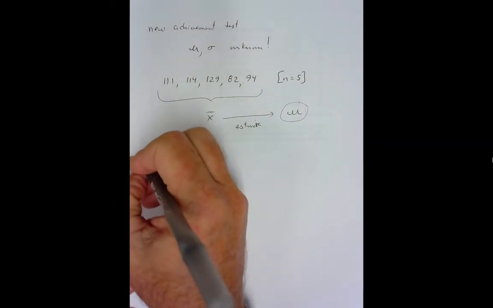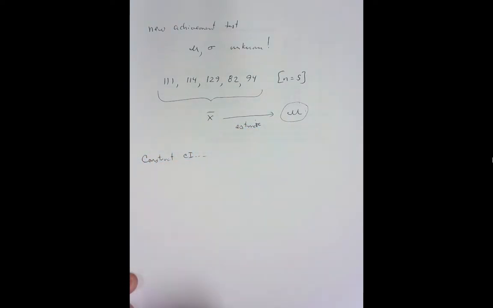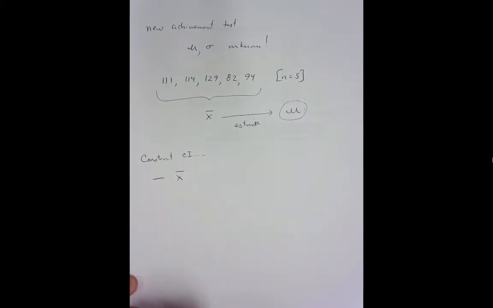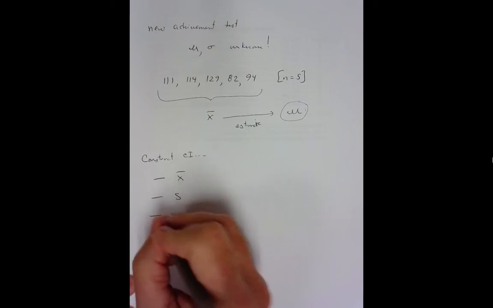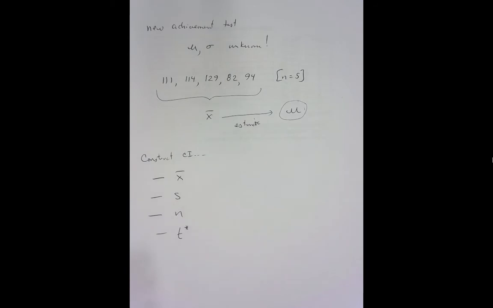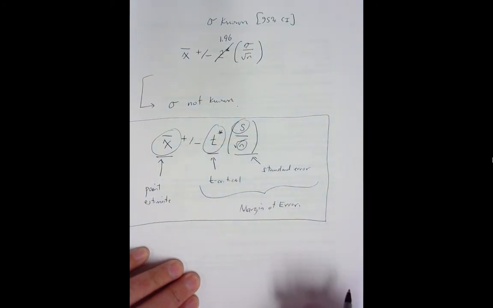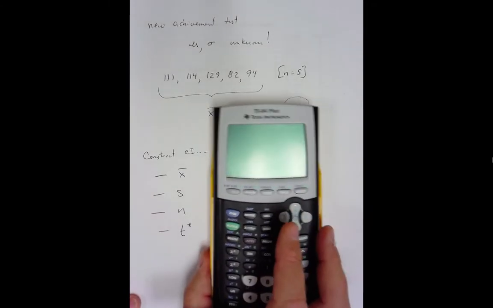So what we're going to do here is construct a confidence interval. Now, to construct a confidence interval, at least for now, there are 4 things that you need. You need the sample mean. You need the sample standard deviation. You need the sample size. And you need t-critical, right? 1, 2, 3, 4. Well, can we get that? Well, absolutely we can get it. Let's put this information in our calculator.